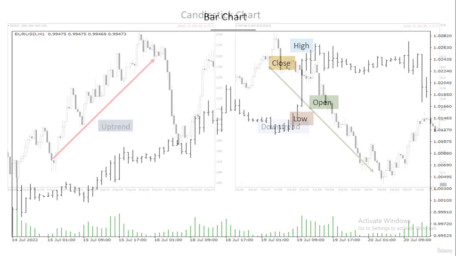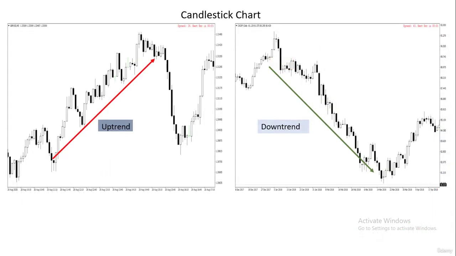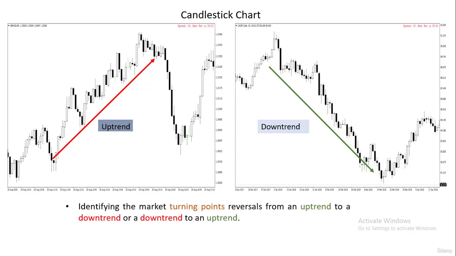Candlestick chart. Candlesticks are very easy to interpret and are a good place for beginners to start figuring out financial market chart analysis. Candlesticks are good at identifying market turning points, reversals from an uptrend to a downtrend or a downtrend to an uptrend. Reading the candlestick chart is a great starting point for you, and you also gain an understanding of how to read the market chart in general.